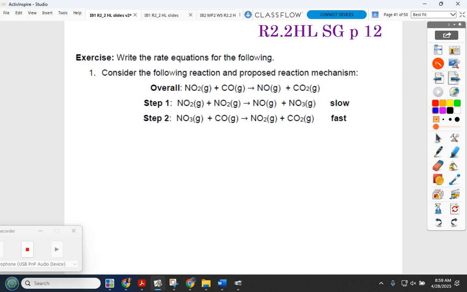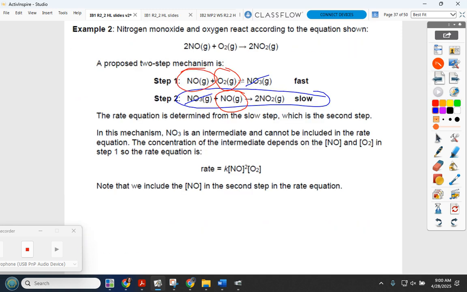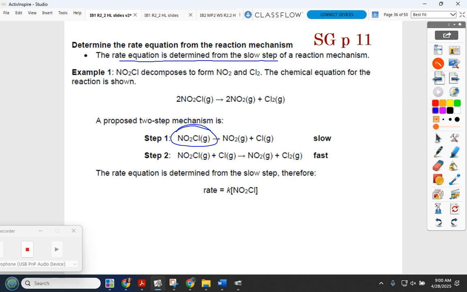Great. So since a lot of people were not here on Friday, I just wanted to go over this idea that we talked about towards the end of class last time. Let me actually go back a little bit. We talked about figuring out the rate equation from the reaction mechanism.